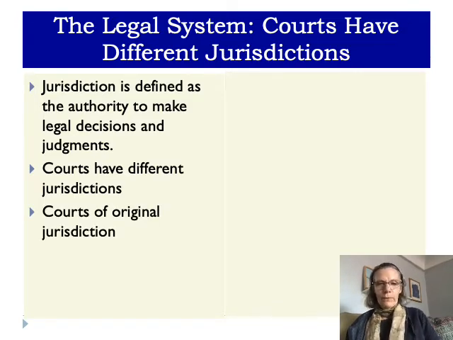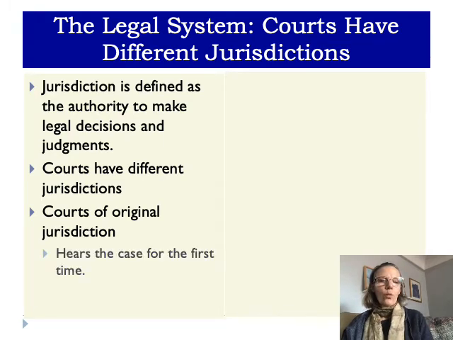One type of court that we were talking about on the last slide is the court of original jurisdiction. Some courts have the power to hear cases for the first time. Other courts are appellate courts. They don't have the jurisdiction to hear the case for the first time. Okay. So that's one type of jurisdiction that a court can have.